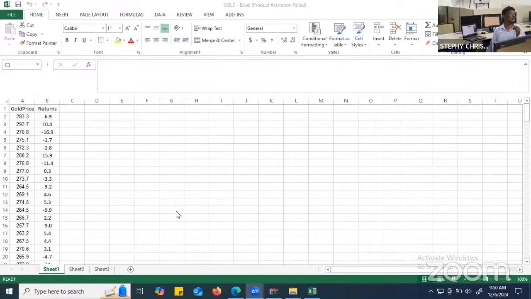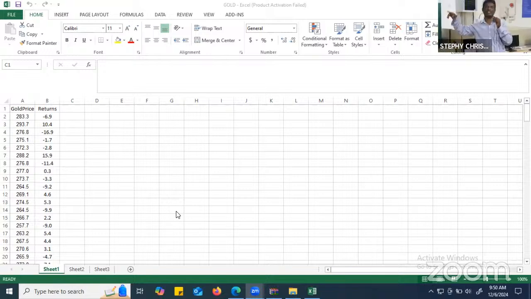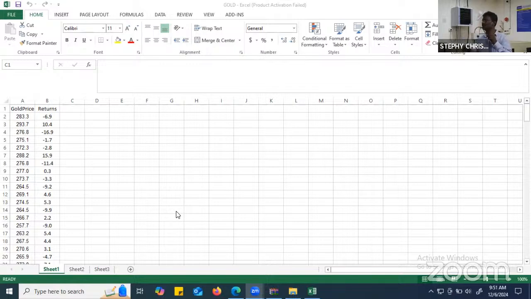Audience, there are two variables here. One is the gold price, and the gold price is converted into returns. I'm not generating the returns using EViews. Directly I'm using the Excel sheet, then importing the data into EViews. So you got this data? Students, you can use one computer and share with others if you find it difficult. One is gold price, the other one is returns.